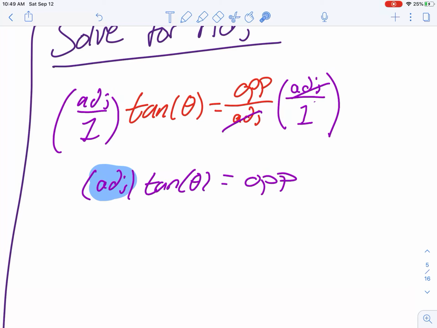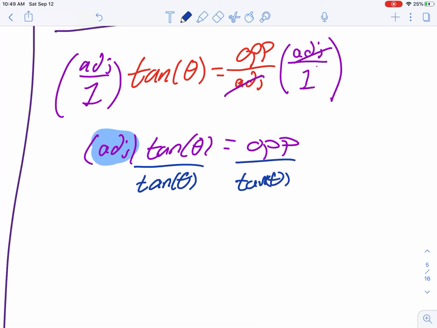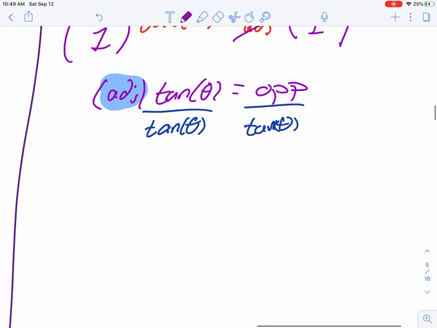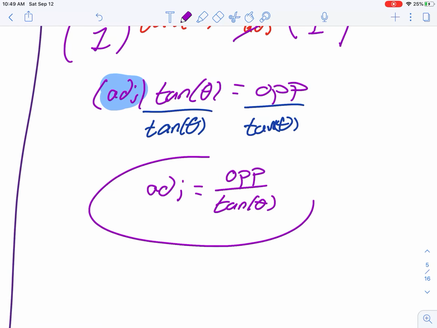How do we do that? Well, it's on the top and it's multiplying everything, so I'm going to divide it out. What you do to one side, you do to the other. Okay, so we can see here now that adjacent equals opposite over tan angle.